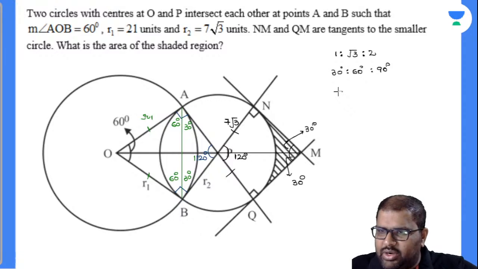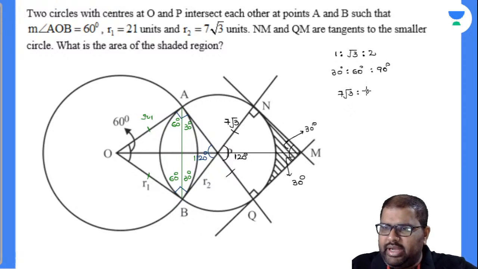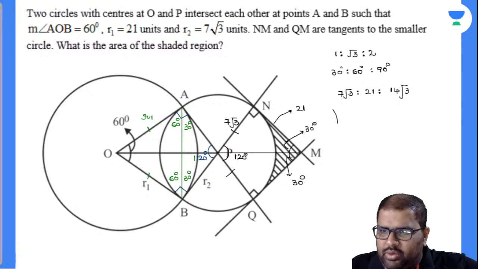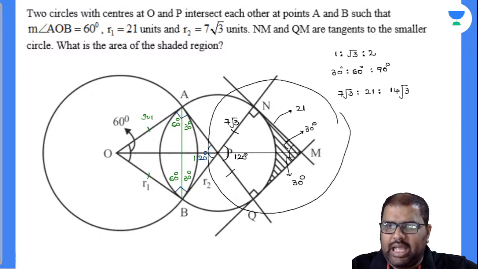So see, this is 7 root 3 opposite to 30 degrees. And this will be 21. This will be 2 times, 14 root 3. Now NM value will be 21, right? Hope I am clear regarding this. Yes or no? Now observe there, I am again rounding off. This is nothing but called the sector area. Am I right or wrong? So how much is the sector area?